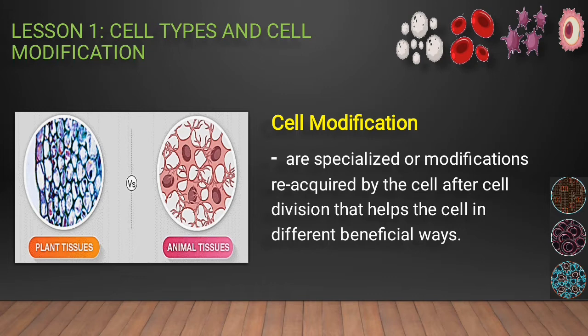There are two cell modifications. We have unicellular, the prokaryotes, such as amoeba. All the cellular activities are carried out by a single cell. And we have multicellular, the eukaryotic cells. They perform different functions.